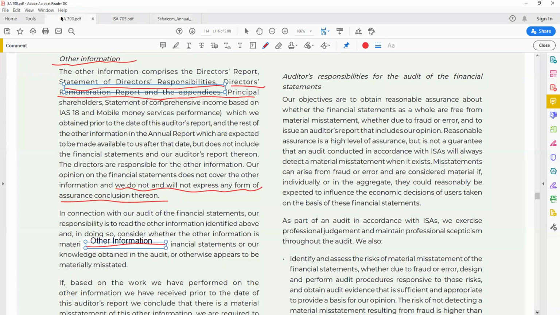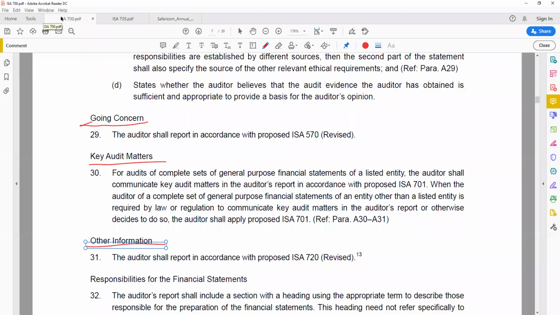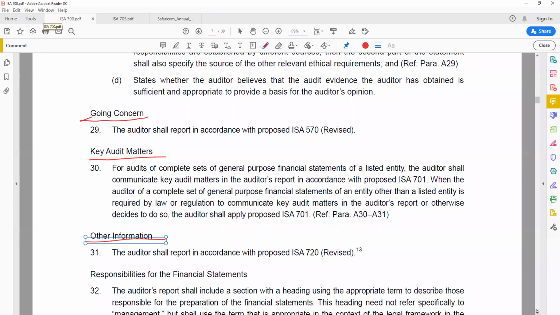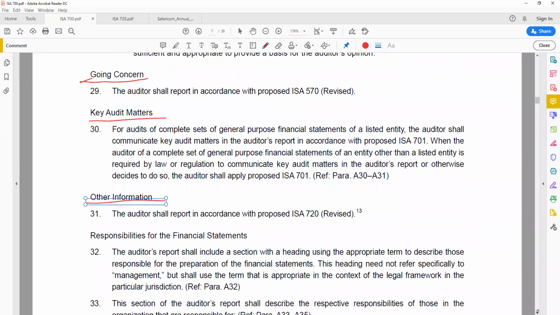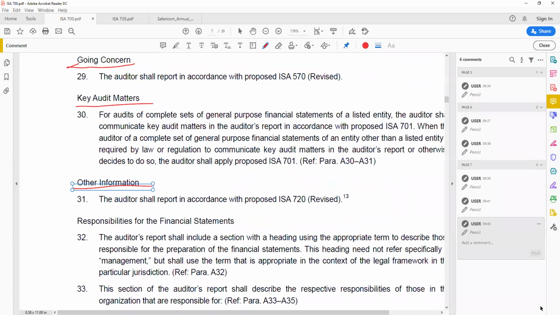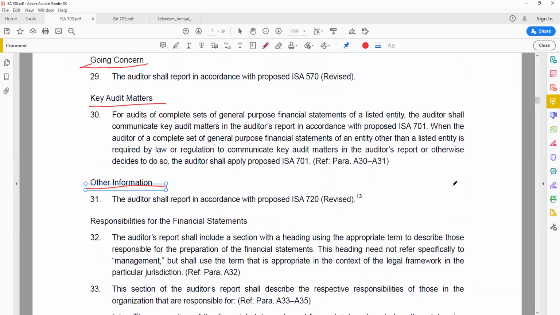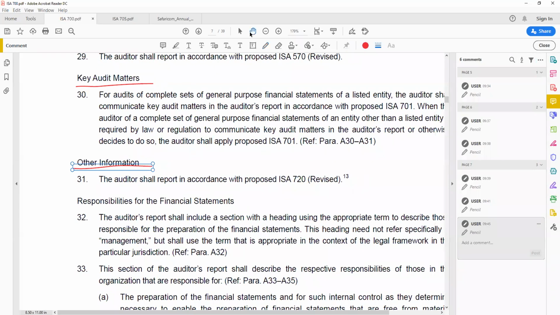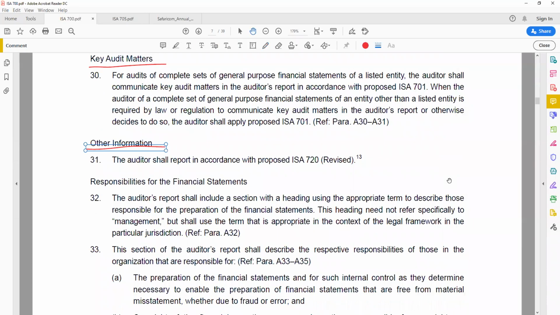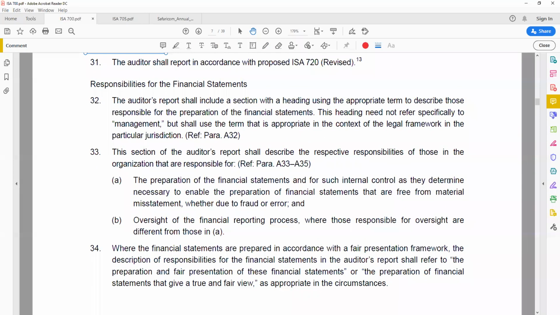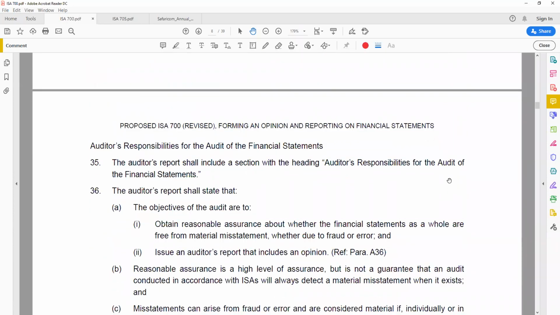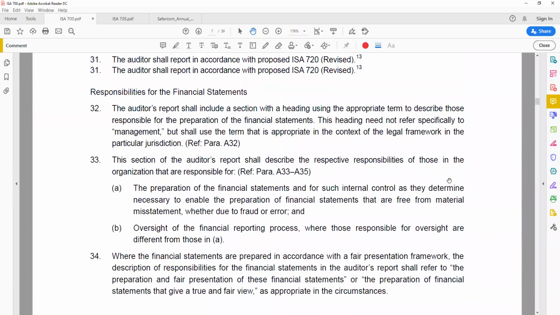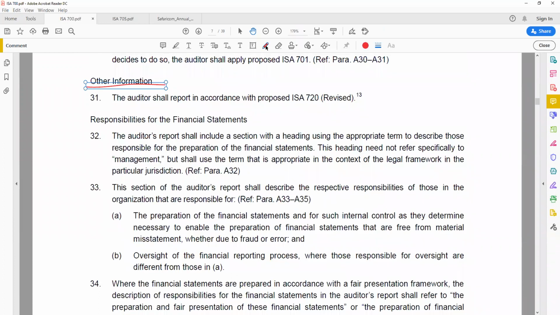Okay, so the next thing is the responsibility for the financial statement. So here is the responsibility for the financial statement. So next is the responsibility for financial statement.